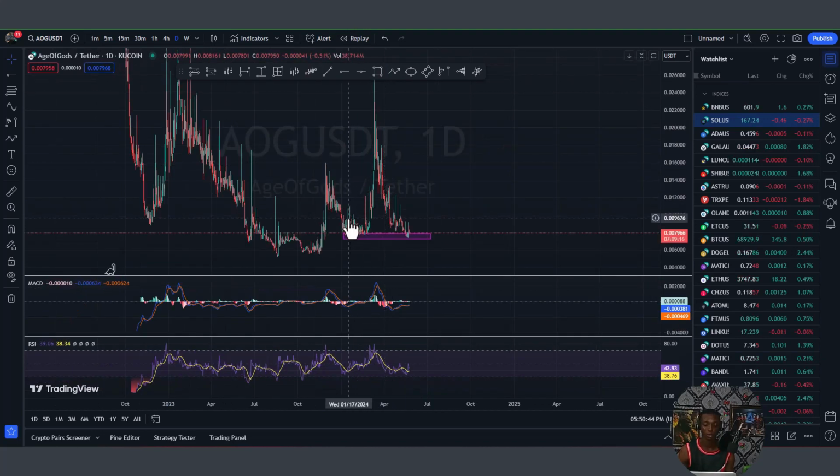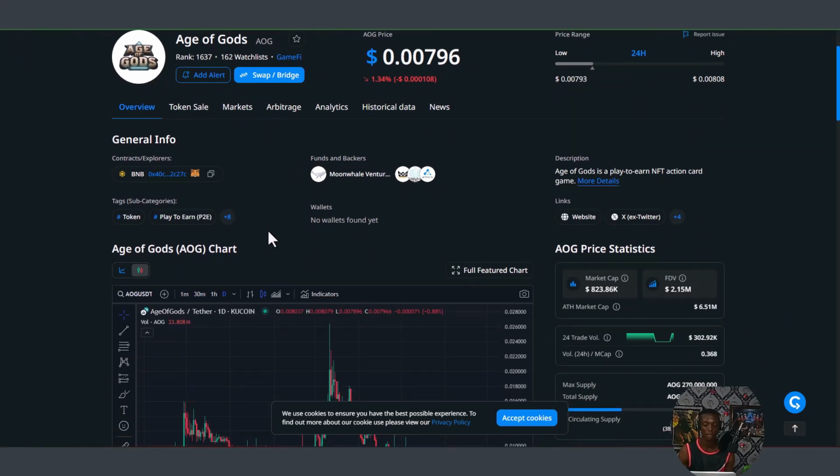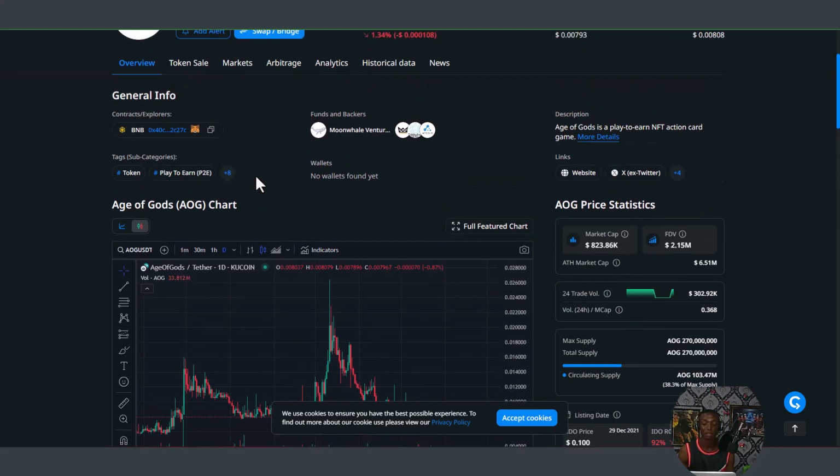The last but not the least is Age of Gods. If we go to our CryptoRank, Age of Gods is listed on Smart Chain, and Age of Gods is a play-to-earn NFT action card game. If you notice, all the analysis I'm doing today are on gaming listings. They are all gaming platforms. As I said earlier when I started this video, gaming cryptocurrencies have been pumping for a while right now, and you can be one of the persons to find this opportunity to trade on time and make a potential profit for yourself.